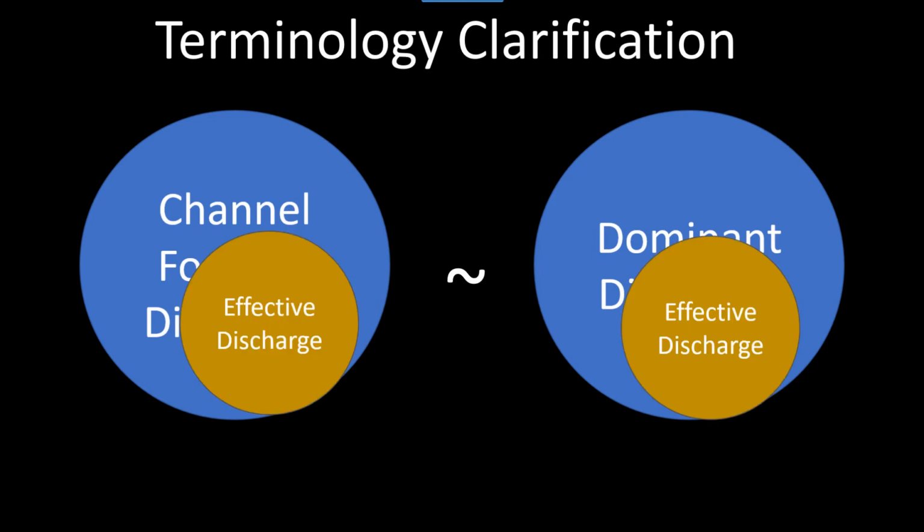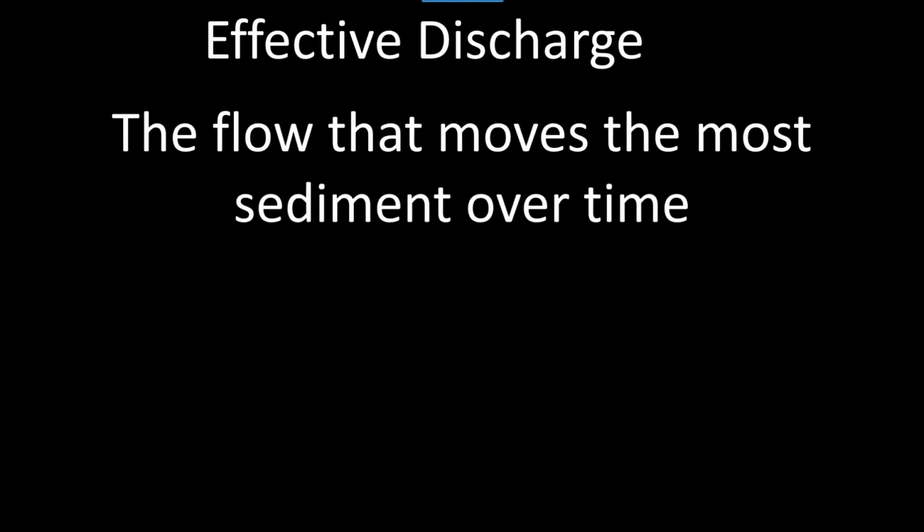The effective discharge, to use a Venn diagram, is a way of computing the channel forming discharge, but is not synonymous. The effective discharge is its own idea, and that is, it's the flow that moves the most sediment over time. Now, in theory, the flow that moves the most sediment in time is the one that probably forms your channel, and therefore it probably is also the bank full flow. That's what geomorphic theory states. Whether that's true from case to case is another idea, but they're not identical. Effective discharge is one way of computing a channel forming discharge.